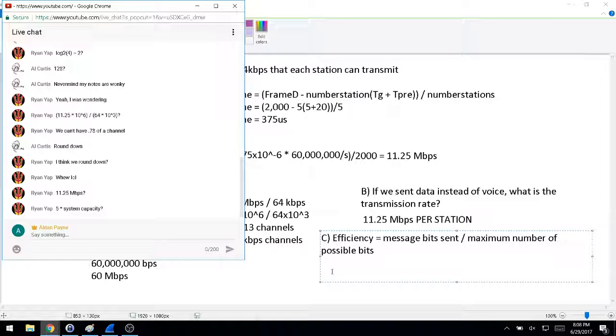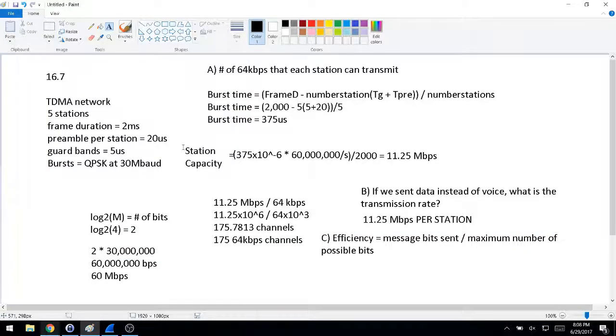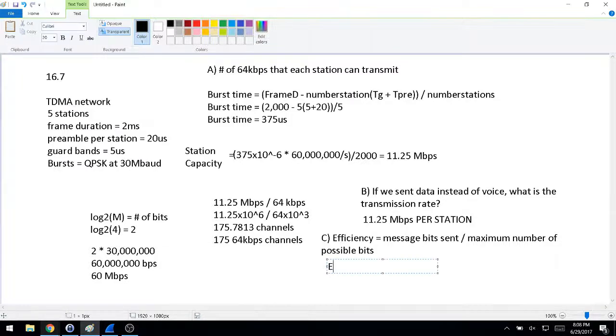And Ryan says 5 times system capacity. And that's right, because we calculated that each station can support 11.25 megabits per second of transmission. And we were told originally, I know it was a while ago, that we have 5 of these stations working. So that means we have efficiency equals, I'll just write it out, our number of stations, which is 5, times their individual data rates, which is 11.25.